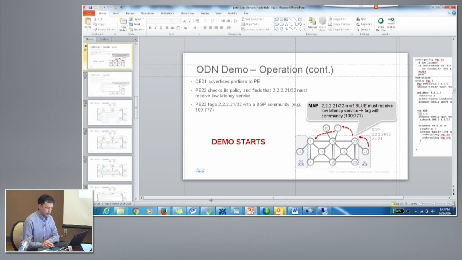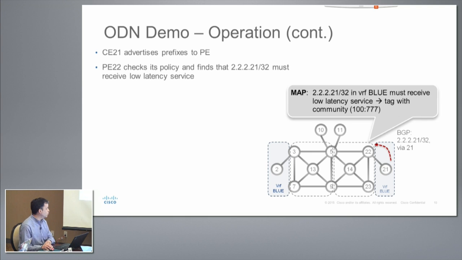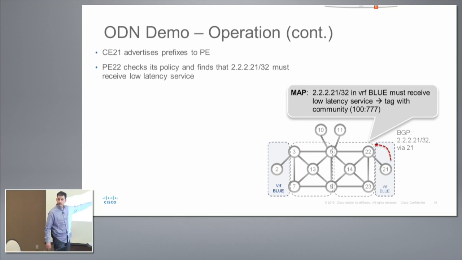Sorry, I think I missed it, but how does PE22 know that it should get low latency? Oh, well, there's actually a policy configured on 22. Let's say you have a route policy in BGP. 22 knows about that special tenant that needs low latency. So there is configured knowledge on 22 that says, if I receive this prefix, or any prefix from that CE, I need to tag it with this community. Oh, so that's statically defined on 22. Yeah, 22 is in charge of marking the route.